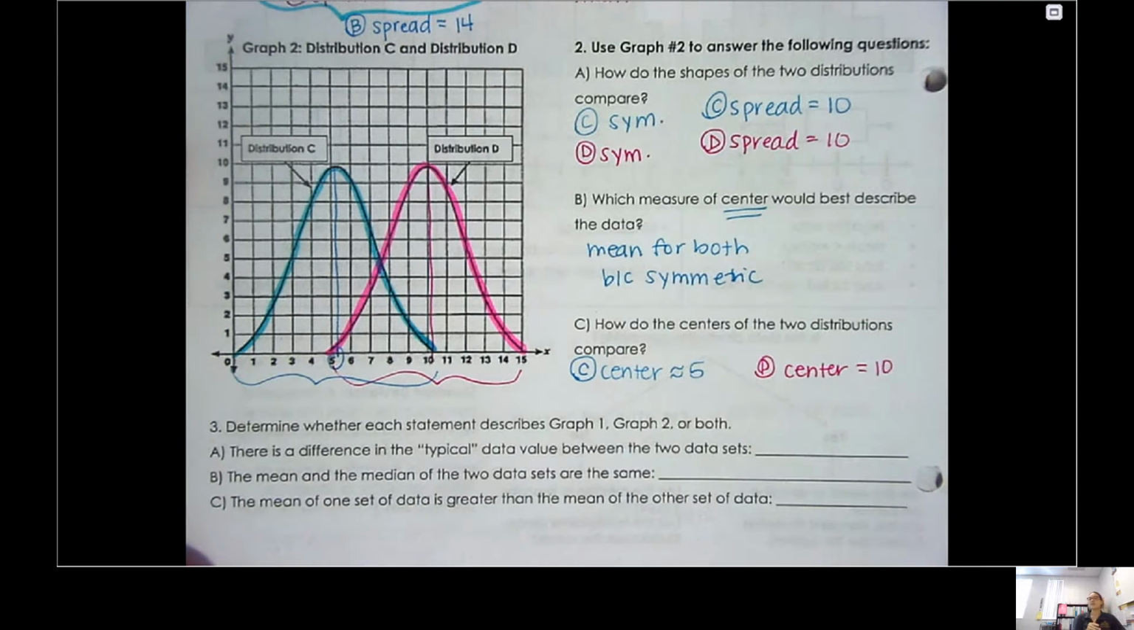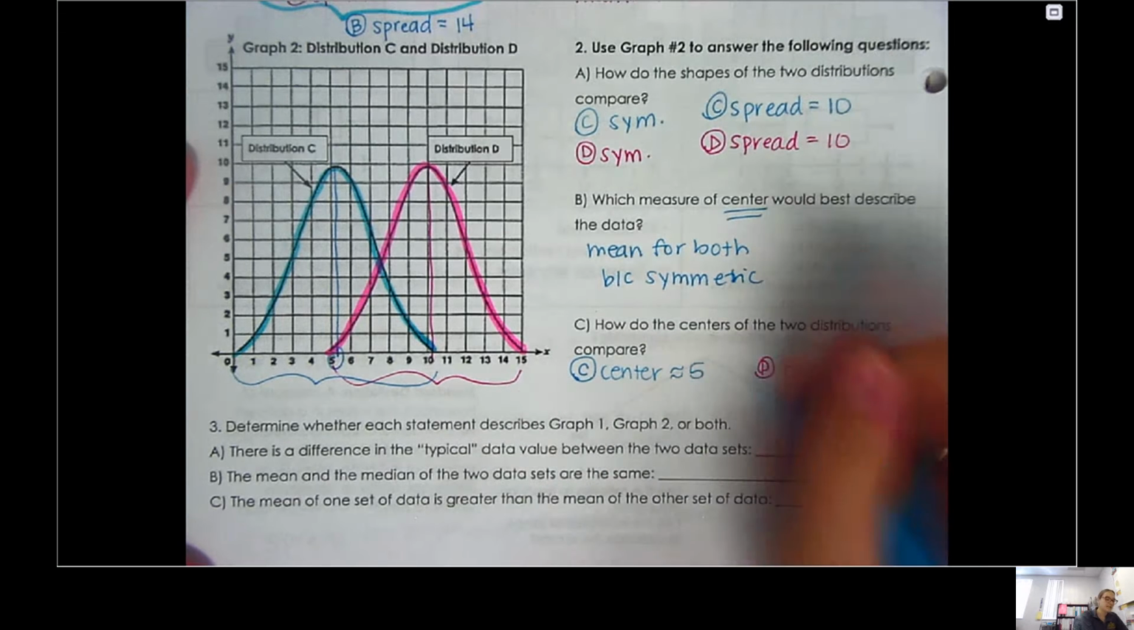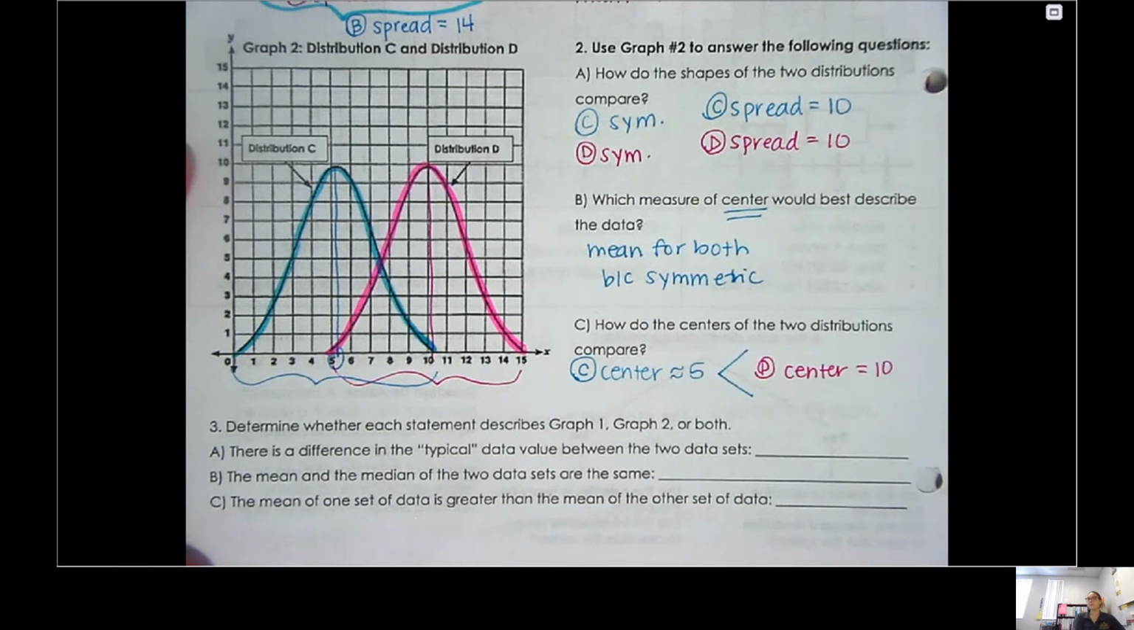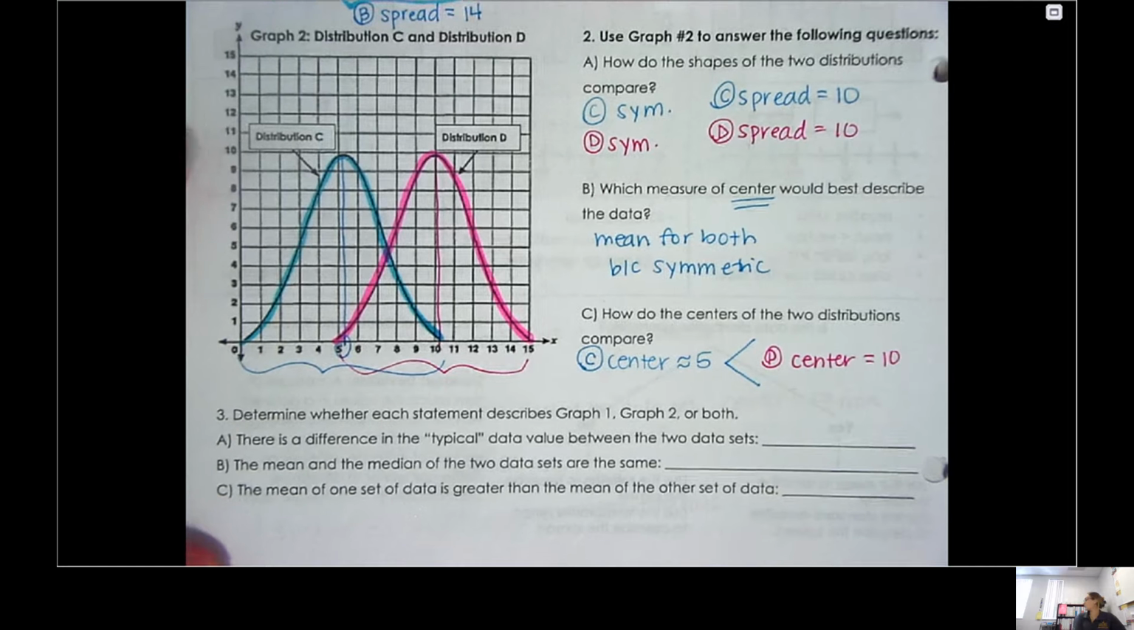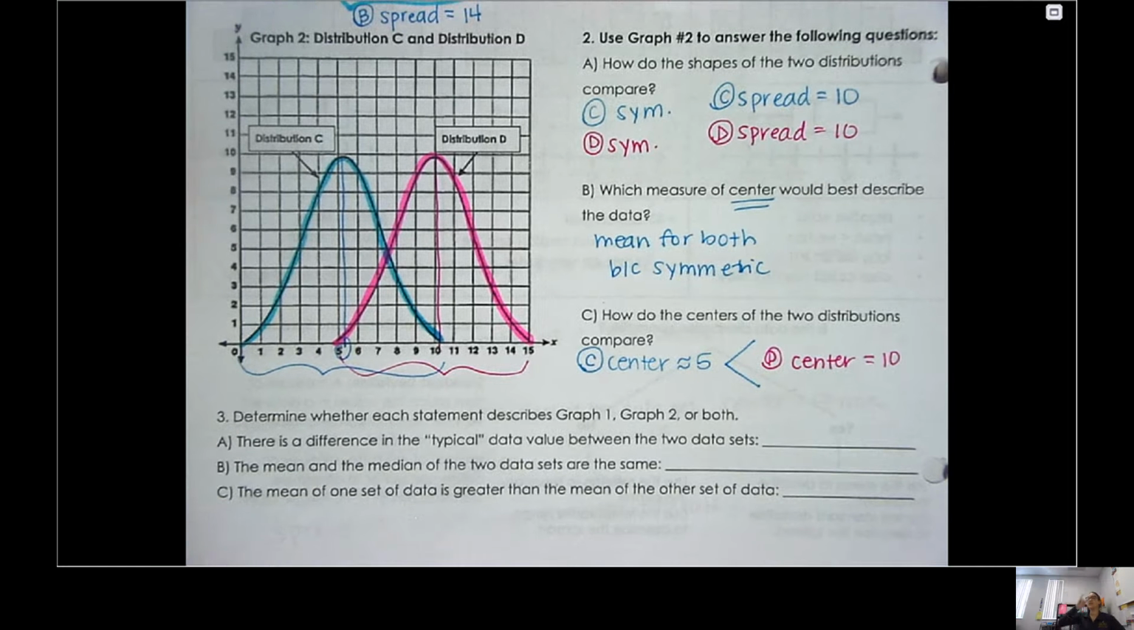So which center is the bigger center, distribution C or D? D. So I'm going to write distribution C is less than distribution D. Right? It's smaller. The center's smaller. So where it's located, it's further over to the left than the right one.